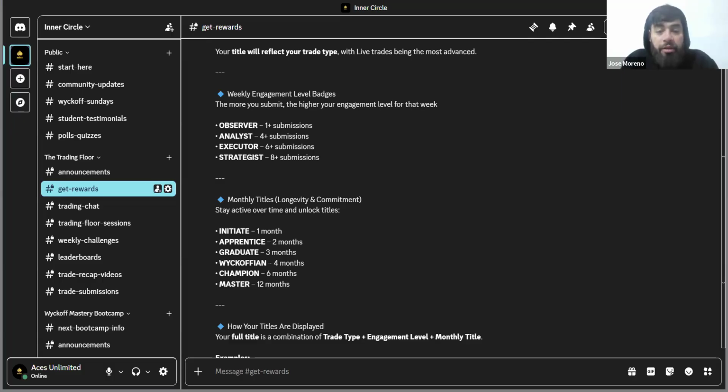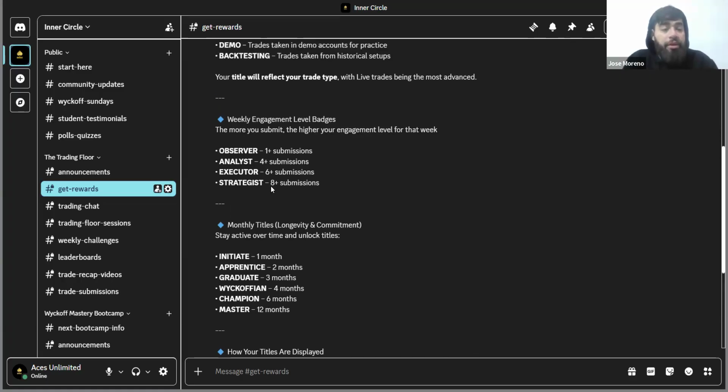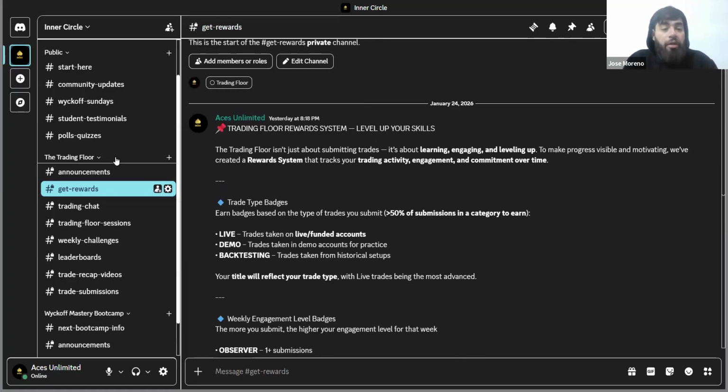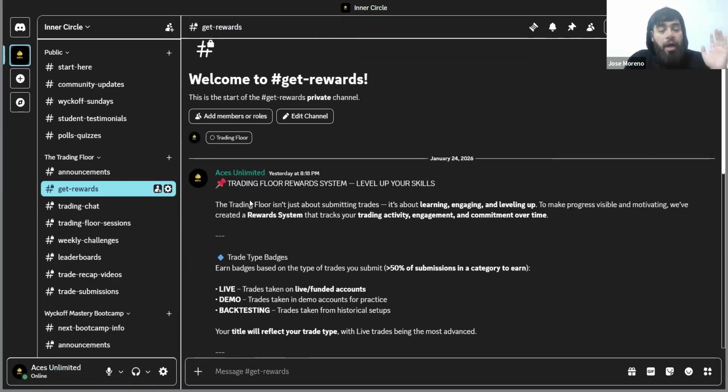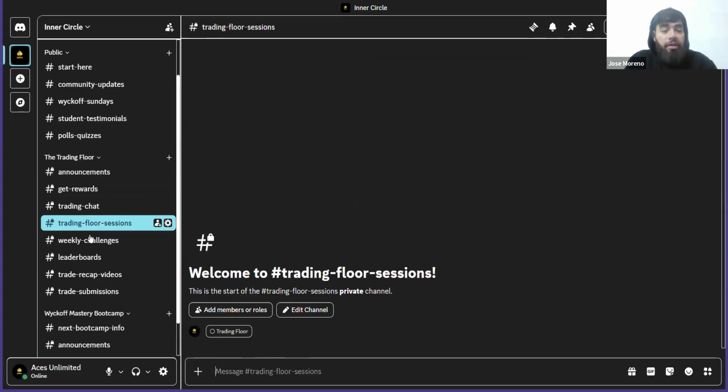Is it normal that it shows me that it's only a thread channel and doesn't let me type anything? Yes, that's totally normal. I still haven't given everyone permissions. You shouldn't even be able to see this stuff just yet. Everyone here that's in the Discord should only have the verified public role. And then when you guys hit me up, I'll get you the trading floor role. But yeah, you shouldn't be able to see anything yet.